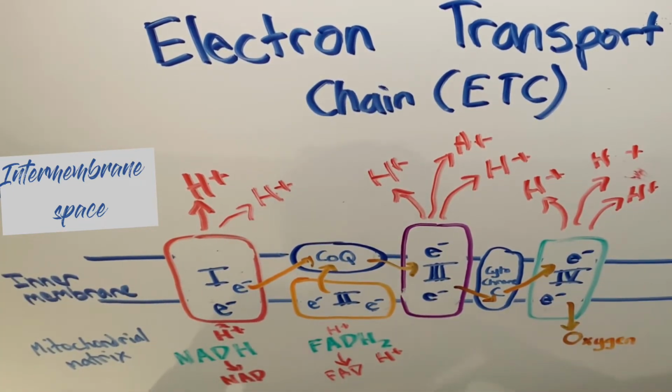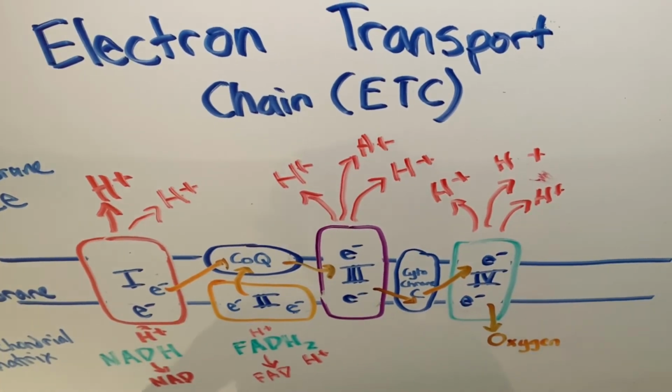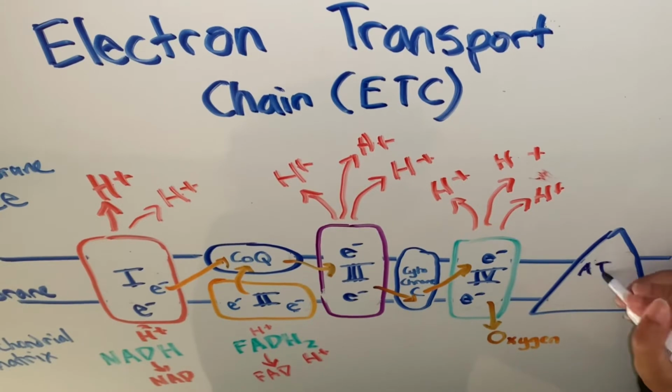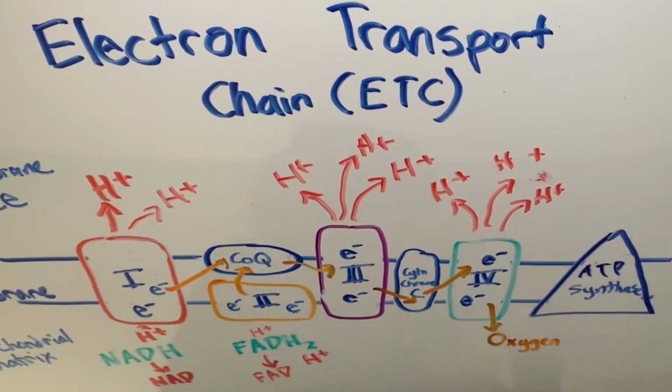Now you may have noticed the intermembrane space is quite saturated with hydrogen compared to the mitochondrial matrix. The concentration gradient causes facilitated diffusion through the ATP synthase.